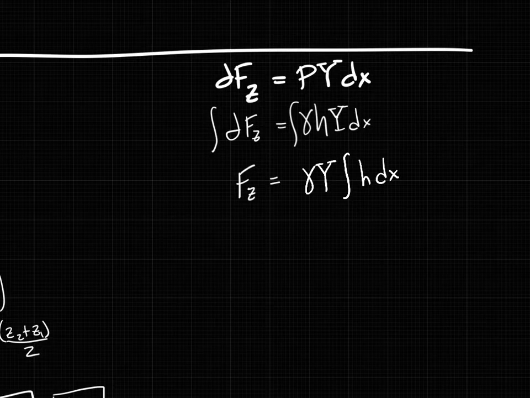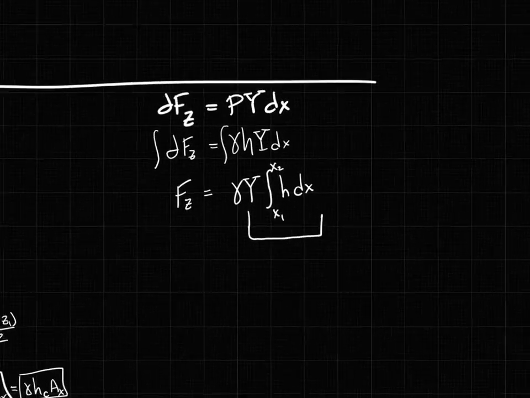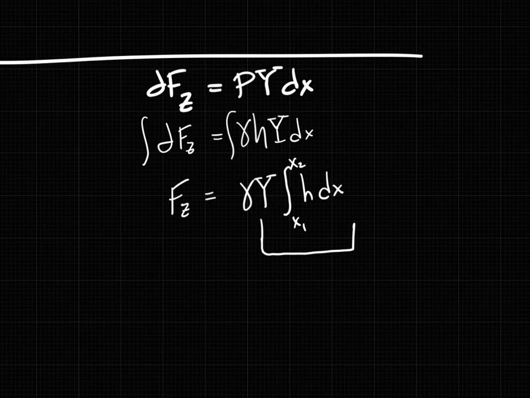Now, what's the problem here? The problem is the depth, and we're going to go from x1 to x2. This is problematic. When I teach this in person, nobody has ever been able to tell me what this is: gamma y times the integral from x1 to x2 of h dx. So just stare at it, pause it, think about it, go look at the drawing, and see if you can think of what that is.